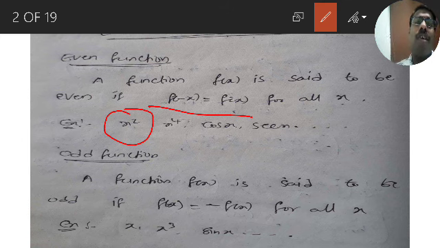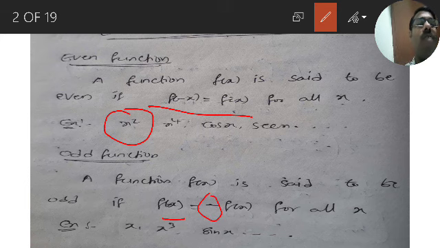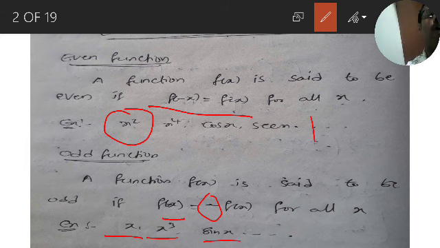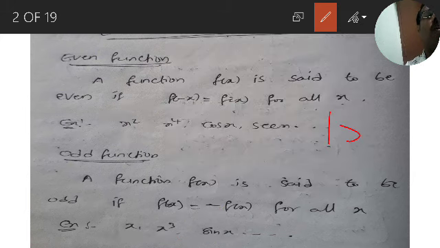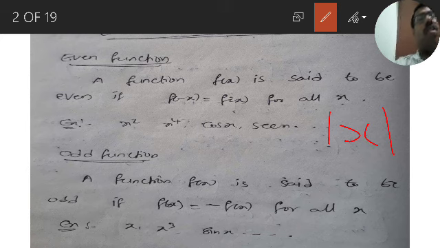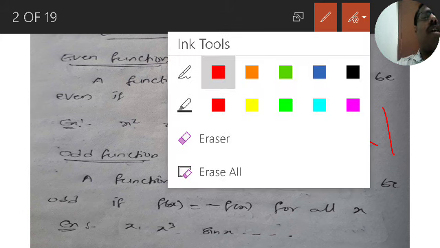And coming to an odd function, a function is said to be an odd function if f of minus x is equal to minus f of x for all x. Example, x cube, sin x. Here you can take mod x also. Example, all mod functions are even functions. So this is about even and odd functions.